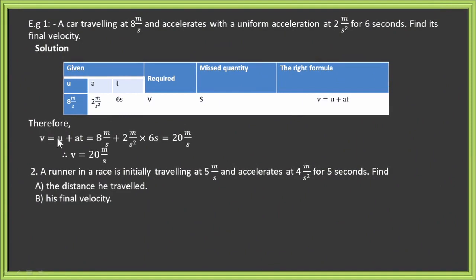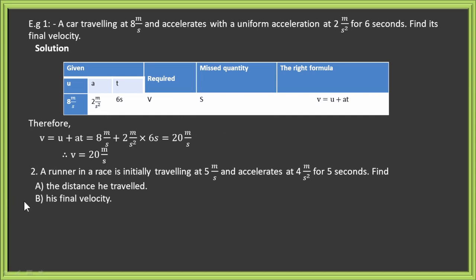Therefore, V is equal to U plus AT, which is U 8 meters per second, A 2 meters per second squared times 6 seconds. The result we obtain is 20 meters per second. So the velocity is 20 meters per second.